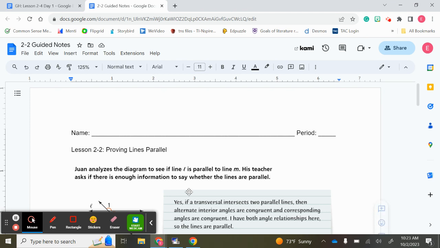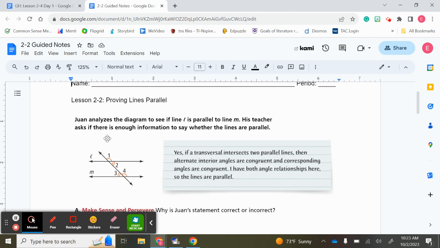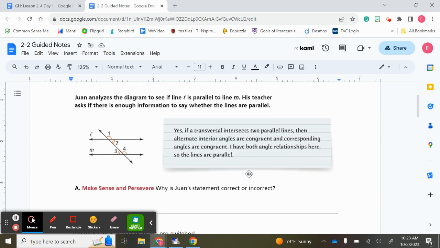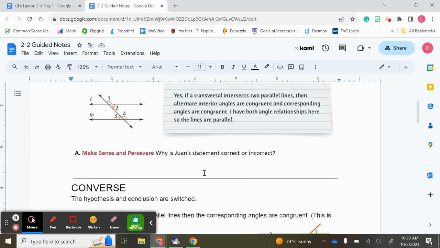are in fact parallel. So if we take a look at this first one, it says Juan analyzes the diagram to see if line L is parallel to M. His teacher asks if there's enough information to say whether the lines are parallel. So yes, if a transversal intersects two parallel lines and the alternate interior angles are congruent and corresponding angles are congruent, I have both angle relationships here, so the lines are parallel. So does this make sense? In this case, is he correct or incorrect? What do you guys think? Correct, yeah. So he's definitely correct. So we're just going to say, yes, he definitely knows it.